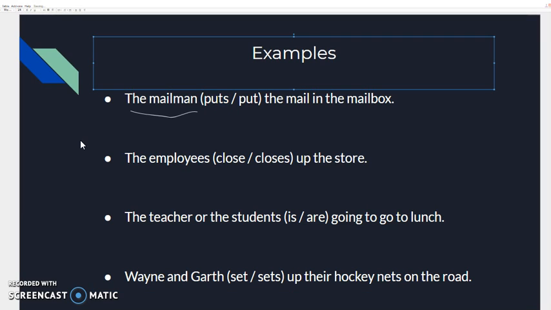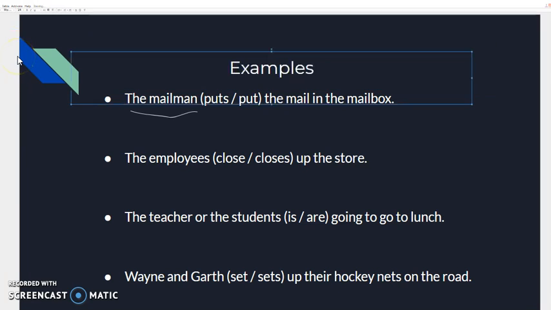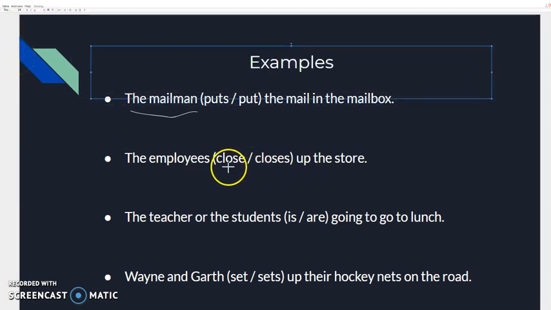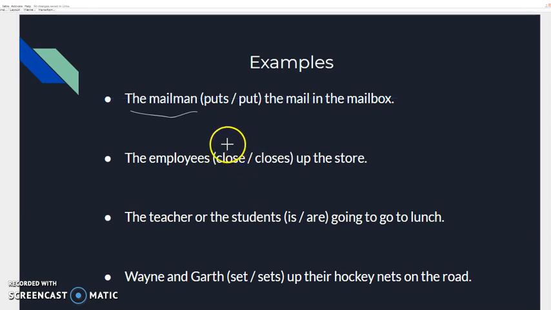The second example we're looking at is "the employees blank up the store." The employees is a plural subject, so we'll be using the verb "close." The employees close up the store.